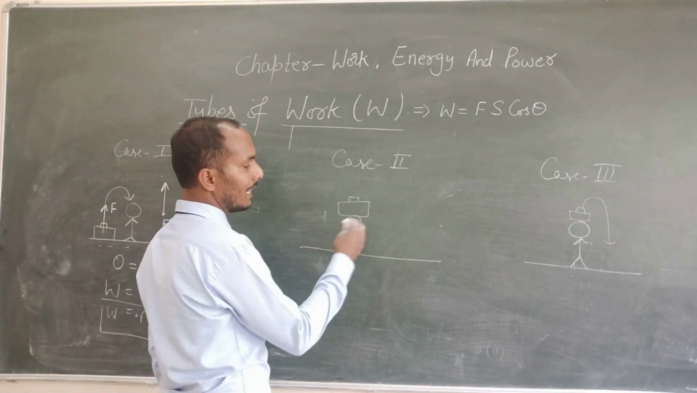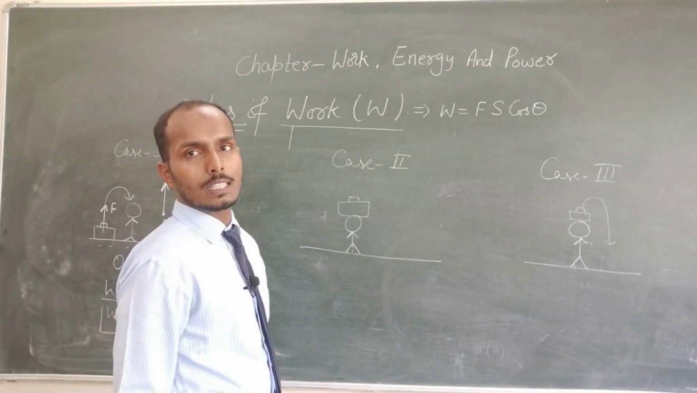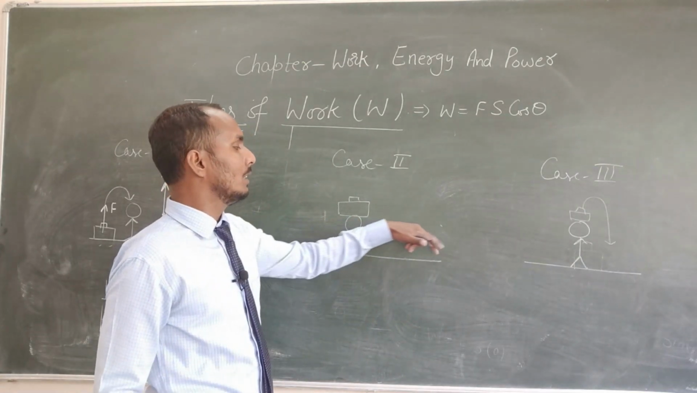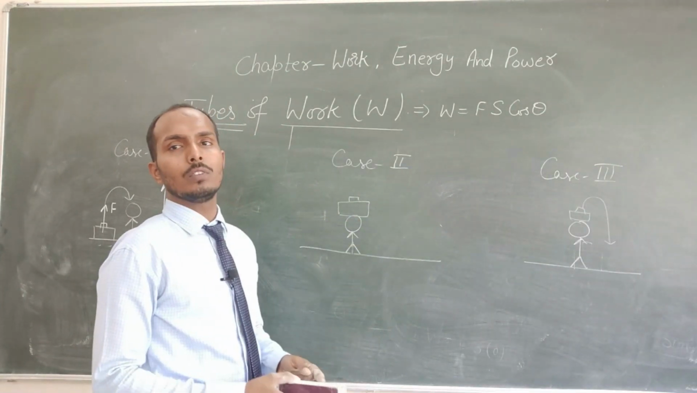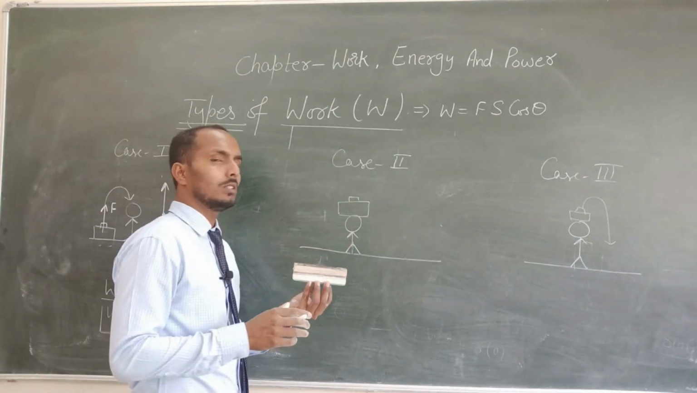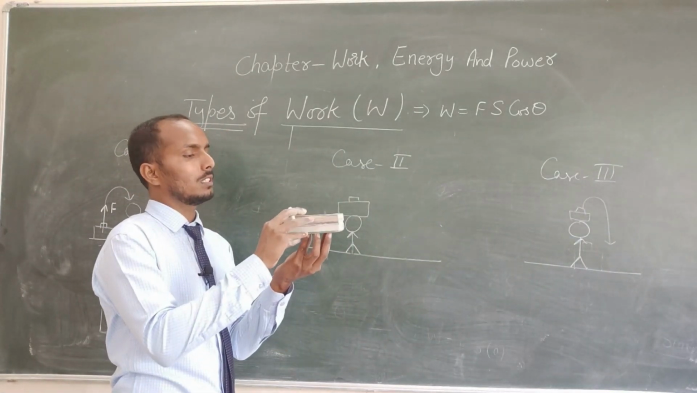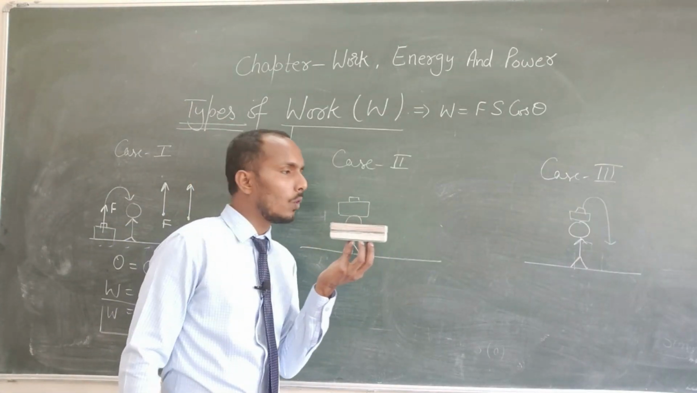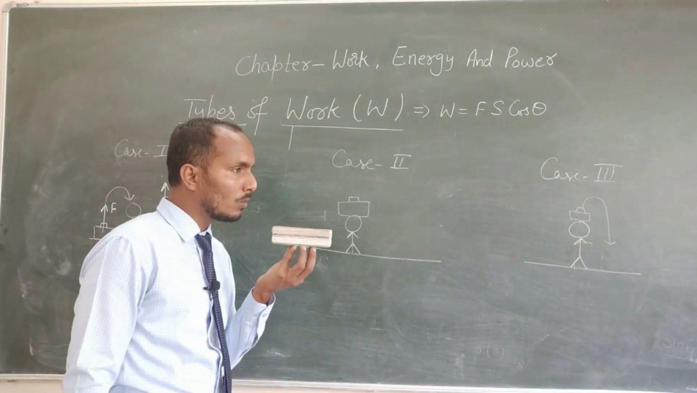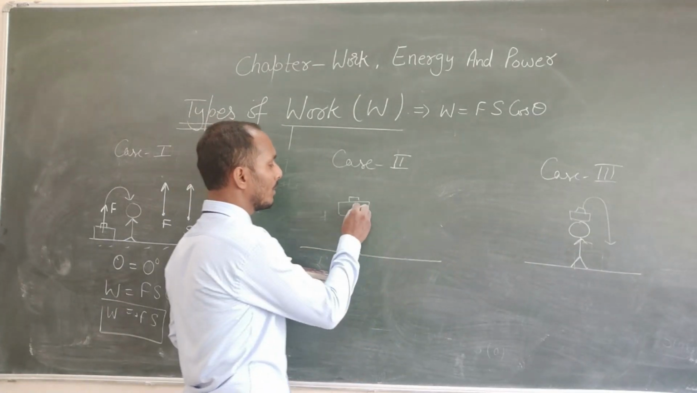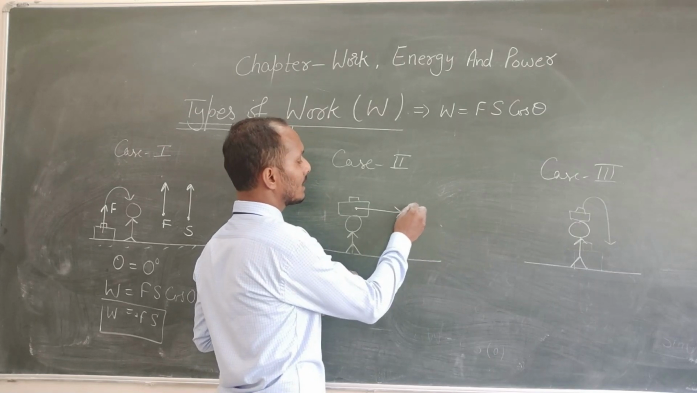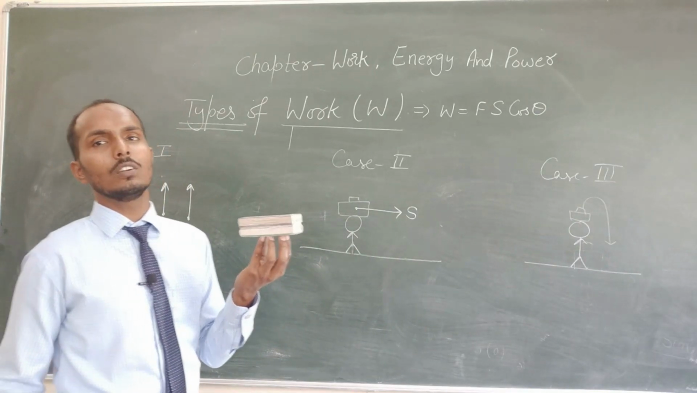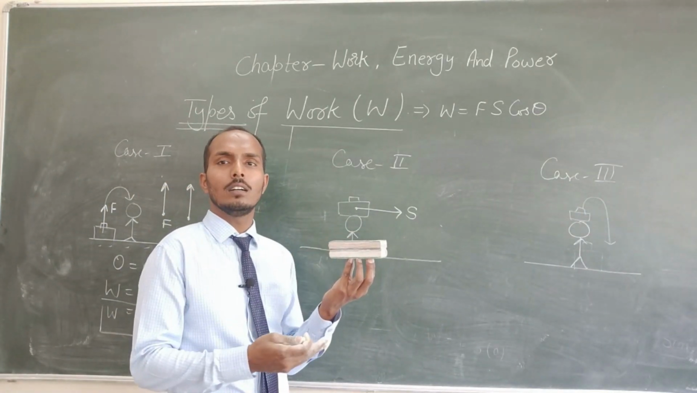but when he carries this luggage on his head and walks along the platform, how much work is done? Try to understand this. Suppose this is the box, this is the luggage, and the porter carries it on his head and walks. The body is moving along the platform, so its direction is S. That's easy. But what about the force? What is the direction of the force applied by the porter?